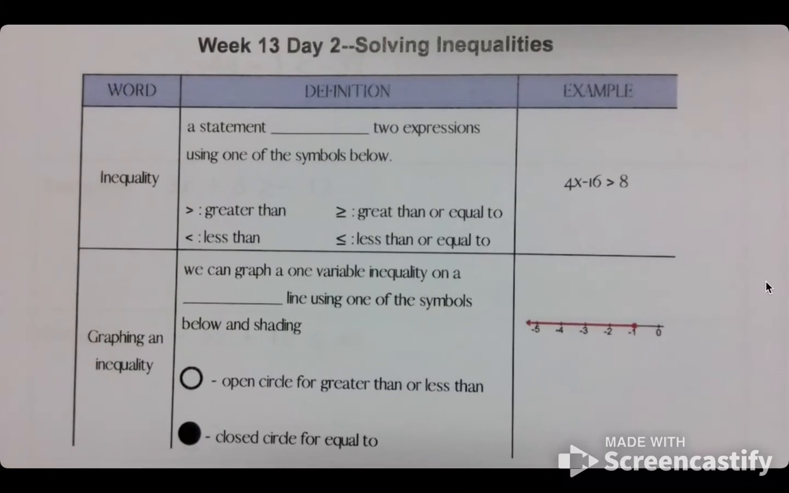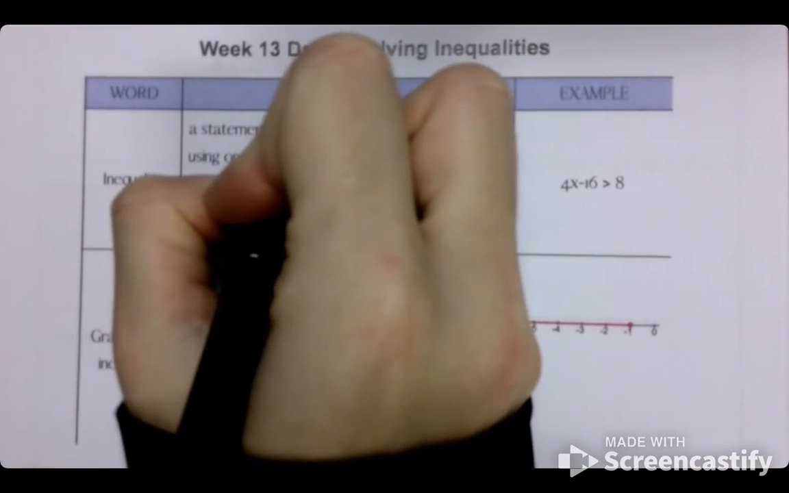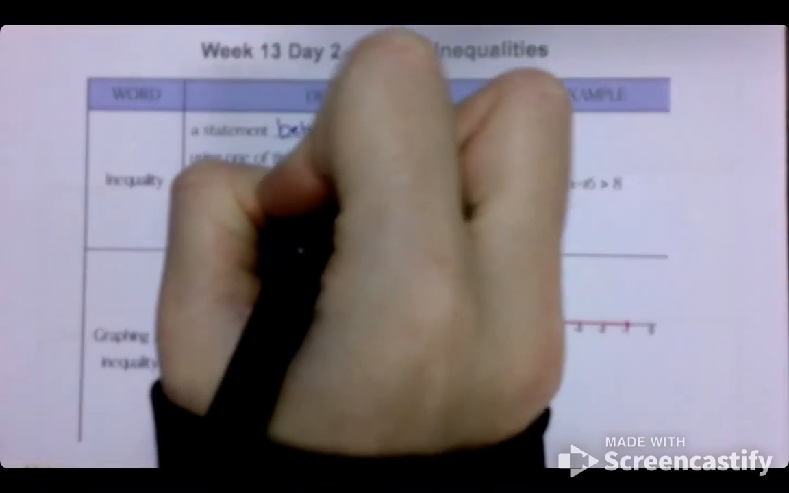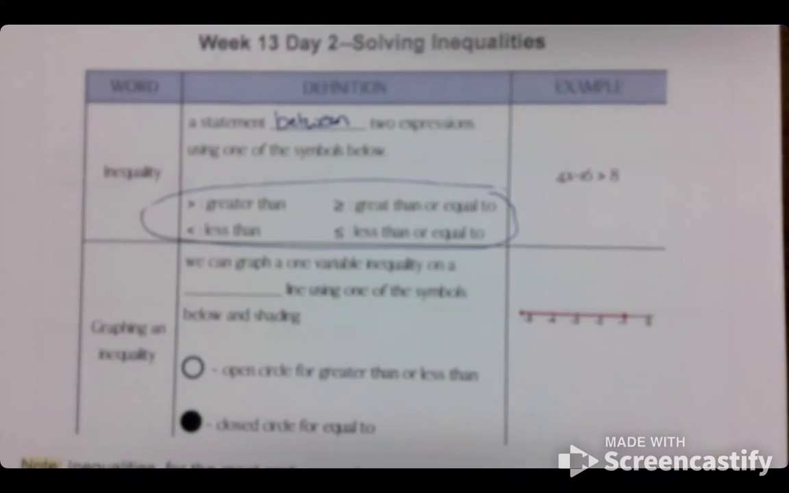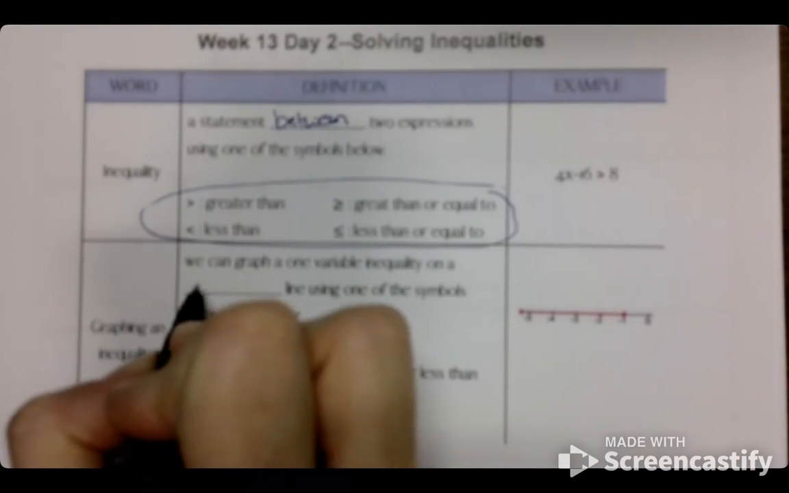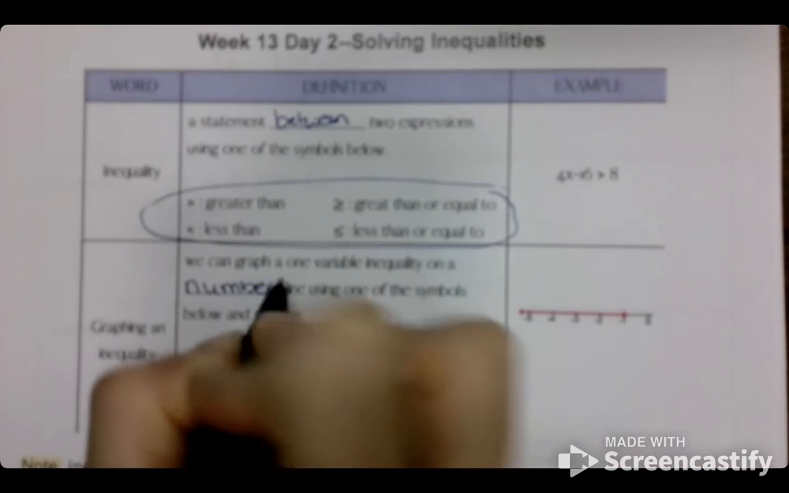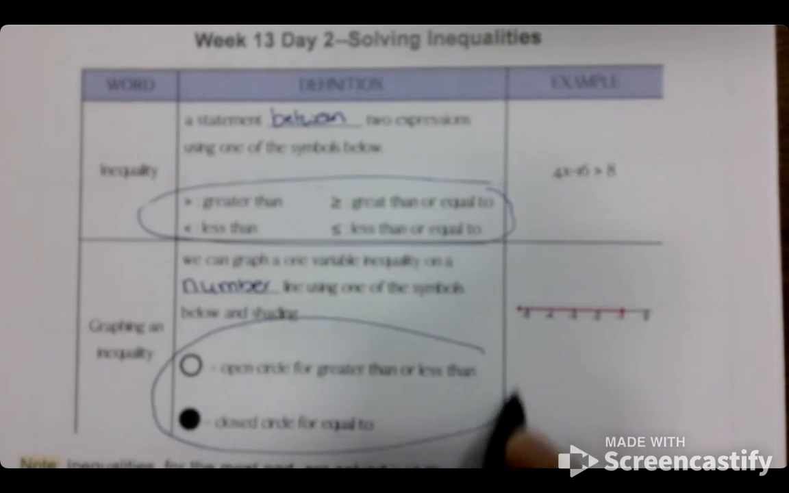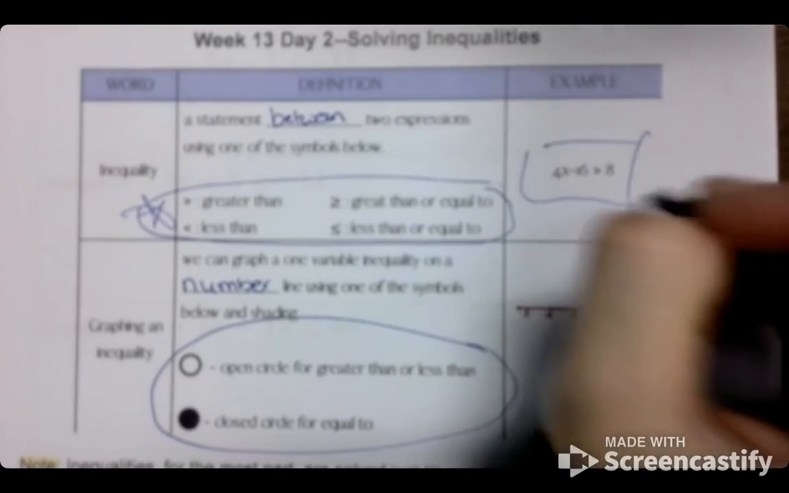Hello. This is just a reminder that an inequality is a statement between two expressions using one of the symbols below. So you're going to see these symbols. We can graph a one variable inequality on a number line using open circles and closed circles. We are going to focus on this and the thing that looks like this today.